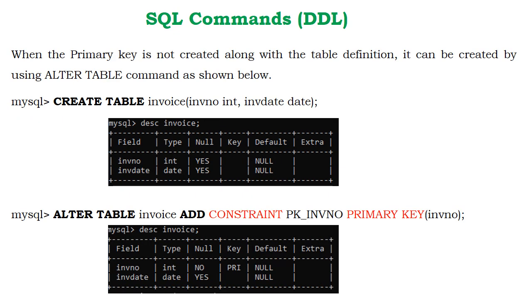For example, the table is already created without any primary key constraint. In future, you can add the constraint. For example, alter table invoice add constraint name primary key, and then the particular column name. So now the particular column becomes the primary key constraint column. For example, invoice number. It is reflected in the existing table.